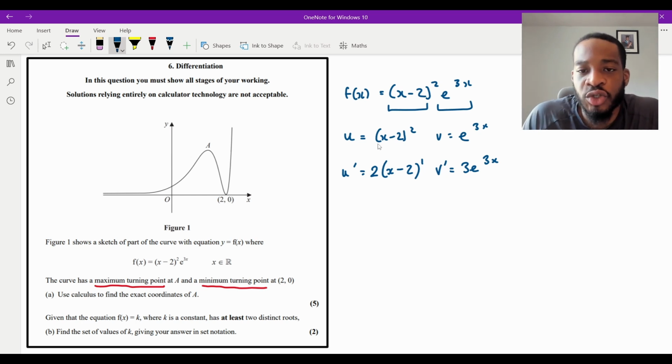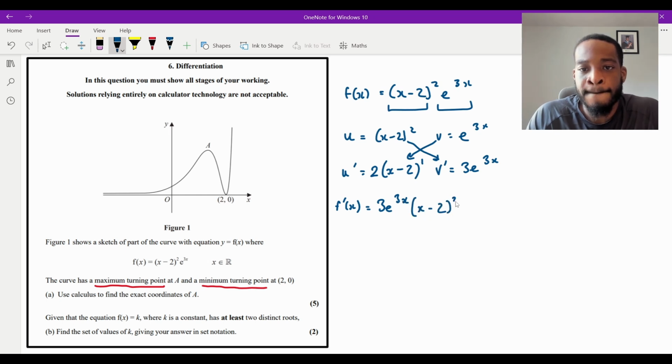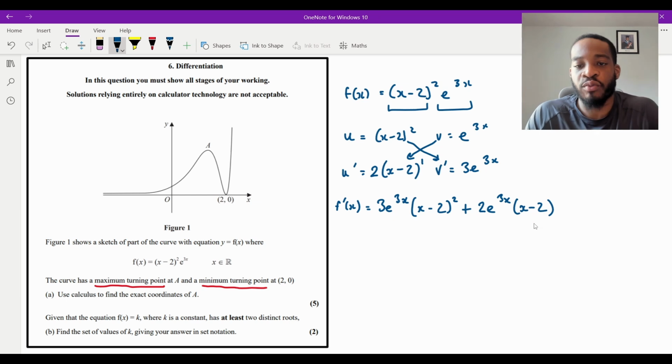Now, the product rule is u v dash plus v u dash. So I'm going to times these two together and then add these two together. So f dash of x is going to equal, I'll put the e first, 3e to the 3x and then (x minus 2) all squared, plus these two, v u dash, which is going to be 2e to the 3x and then (x minus 2). And because it's to the power of 1, I can just remove the power. So yeah, this is dy dx or f dash of x in this case.